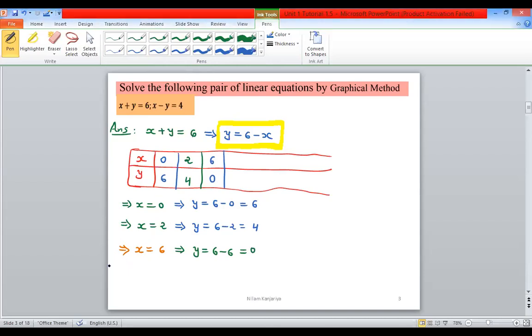Second, I used a positive number, so now I use a negative number. X is equal to -1. Put in this equation. You get y is equal to 6 minus -1. Minus minus plus. This is 7. Okay, it is enough. This is enough for us.